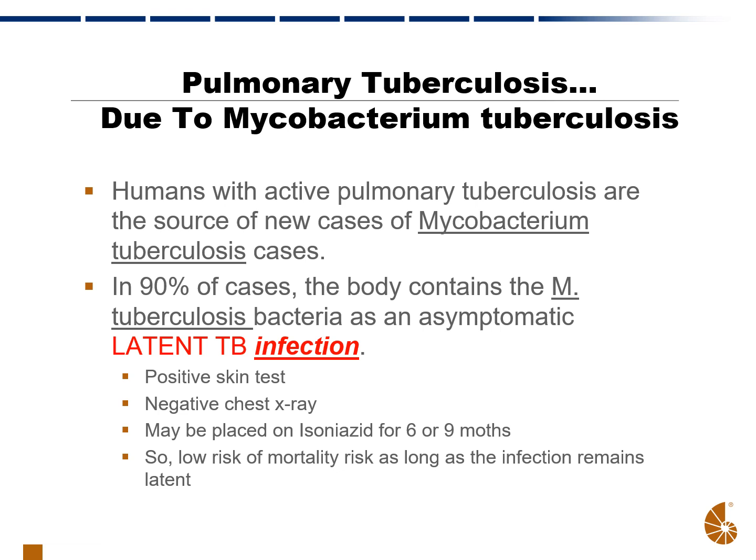In 90% of cases, the body contains the M. tuberculosis bacteria as an asymptomatic latent TB infection. In those people, there's a positive skin test, but a negative chest x-ray. They may be treated with a drug called isoniazid or INH for 6 to 9 months to eradicate those latent TB bugs that are in the lungs. So these people have an infection, but no TB disease.